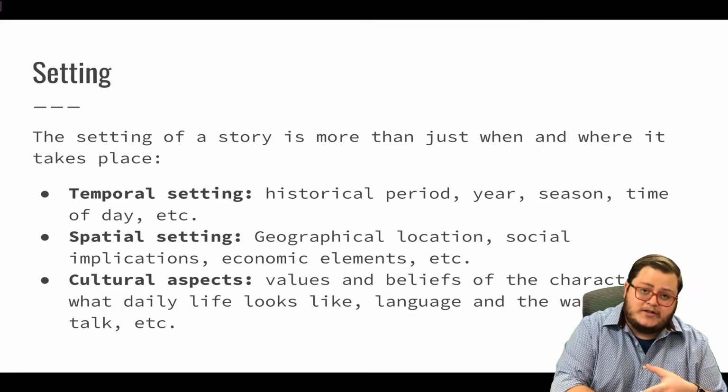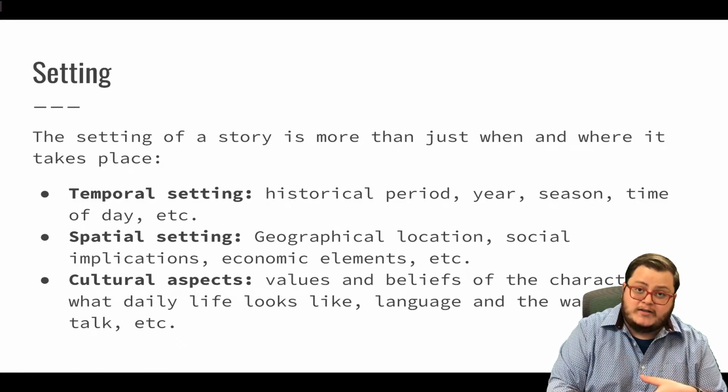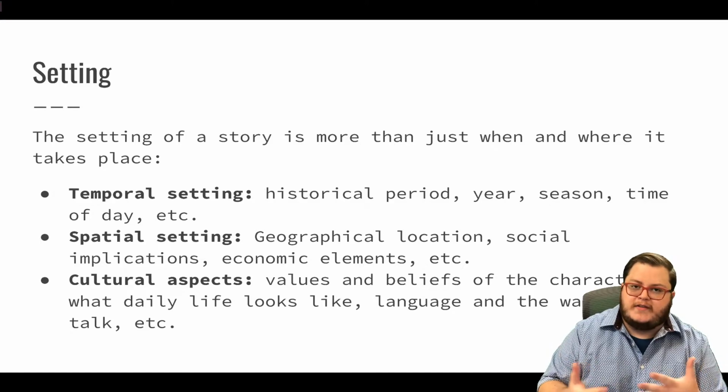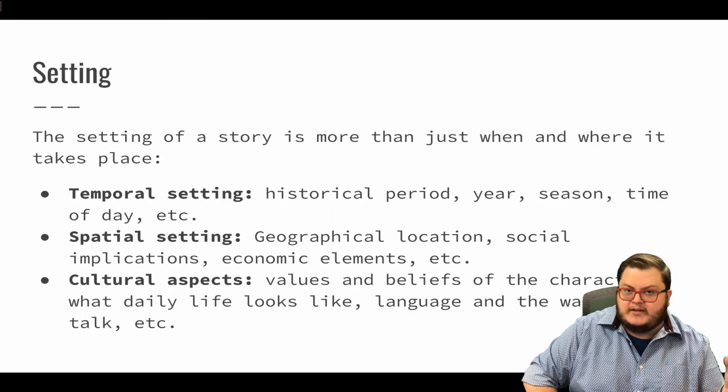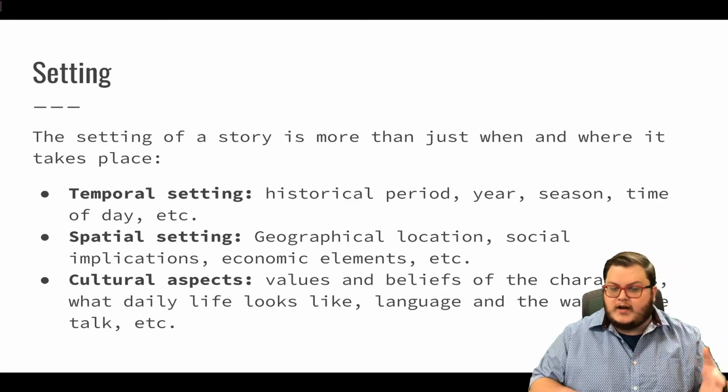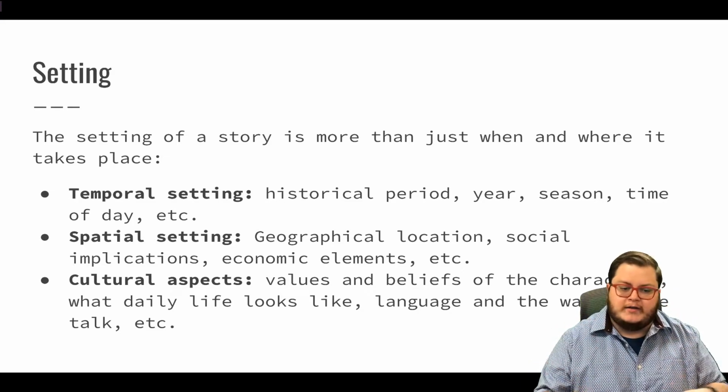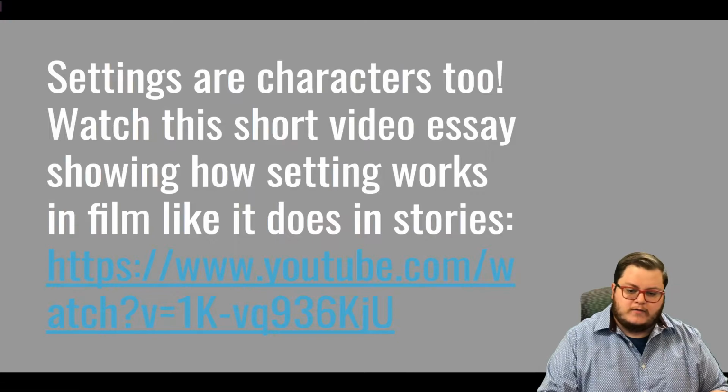So the Great Depression is going to be different than the Roaring '20s, just like the internet boom is different than the 2008 housing crisis, where there was a recession. And also cultural aspects, which will be different depending on the culture: the values and beliefs of the characters, what daily life looks like, language and the way people talk. It goes on. Very, very quick overview.